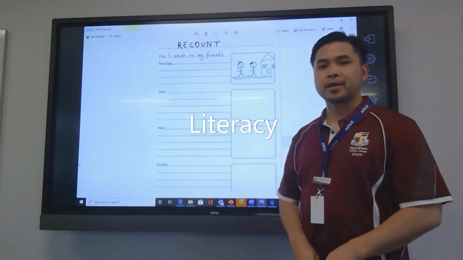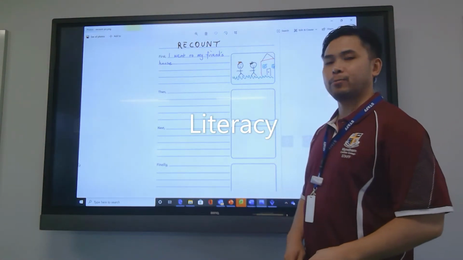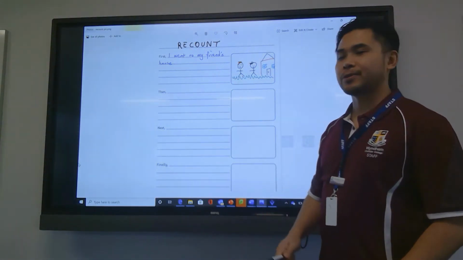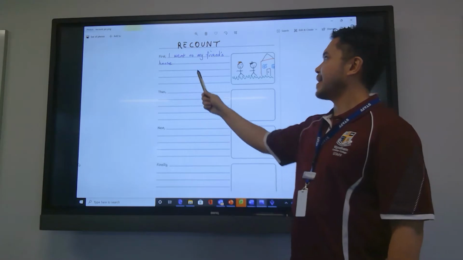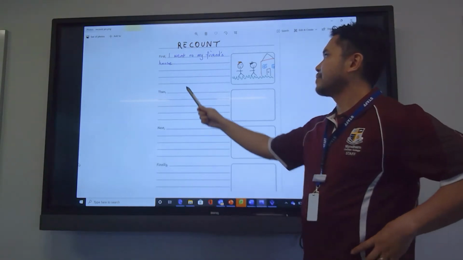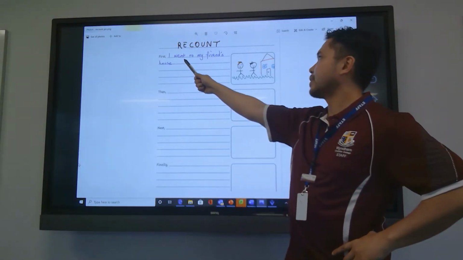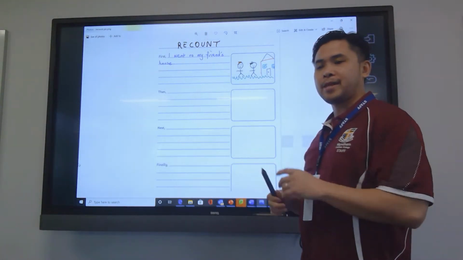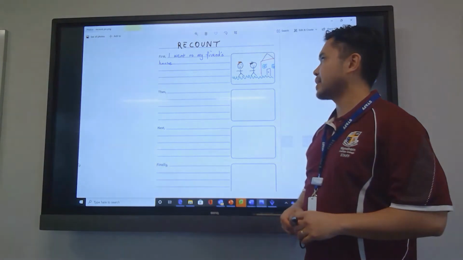Alright, so in your learner packs, you should have a recount template worksheet which looks something like this. Here's one I've already started. So I drew a little picture there and I wrote, in the first section, I went to my friend's house. So this is used just to plan and draft your recount, okay?